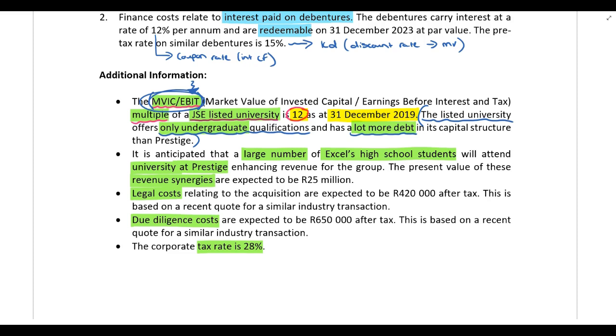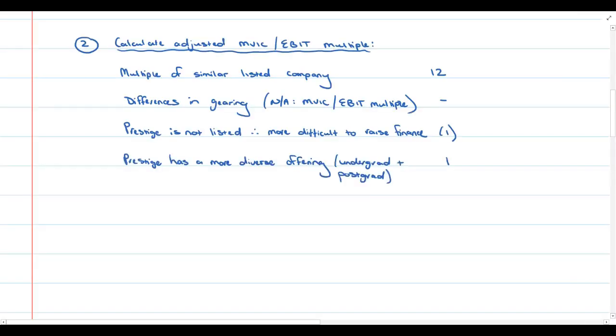All right, so we've considered all of the entity level adjustments, and we can now calculate our adjusted multiple, which is going to come back to 12. We're adding 1 and we are minusing 1.